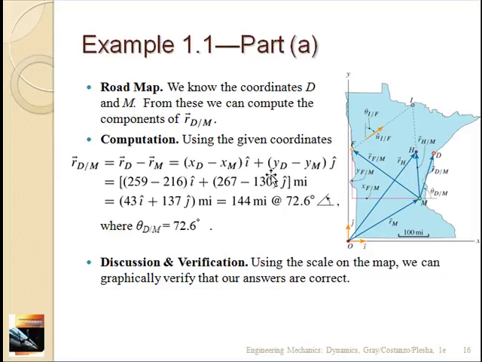And then that's the x component, and the y component is the distance here, which is yd minus ym, which is 267 minus 130. So we get a vector representing this relative vector of 43 in the x direction plus 137 in the y direction, and these are in miles. The magnitude of that is 144 miles, and it's 72.6 degrees from the x-axis. Okay.